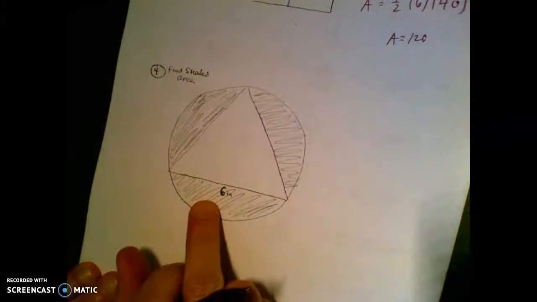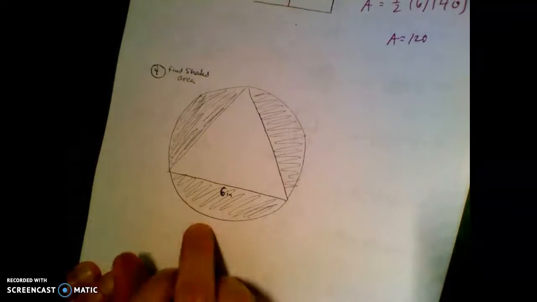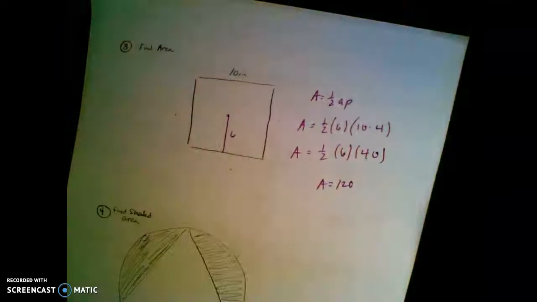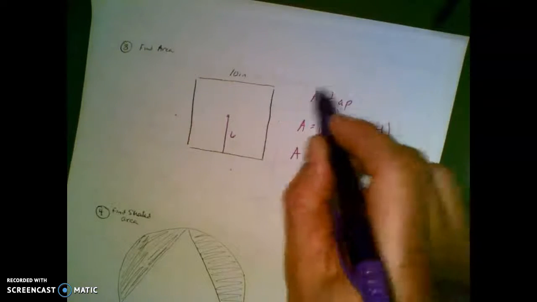This one down here wants you to find the shaded area. I probably won't give you one like this, but I'll try to just give you regular polygons. And again, I'm always going to give you that apothem. And you always use 1/2 AP.